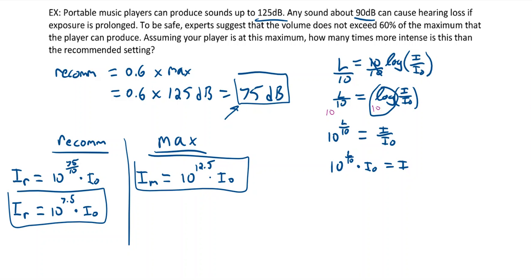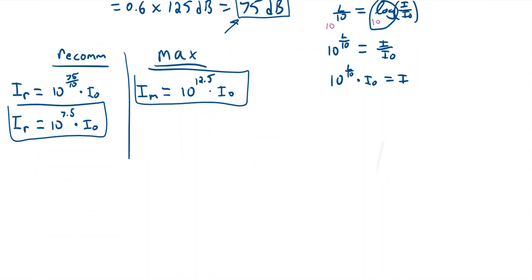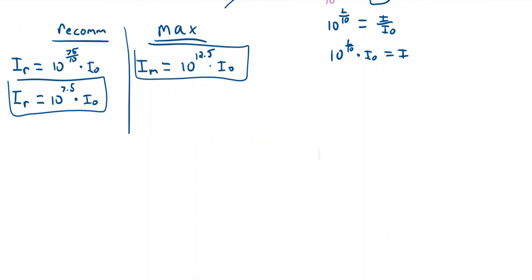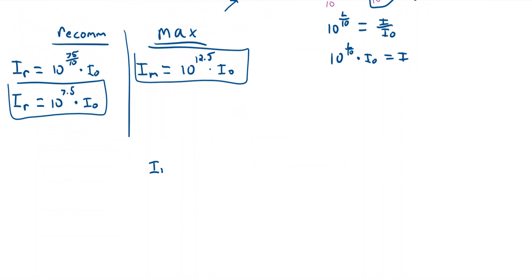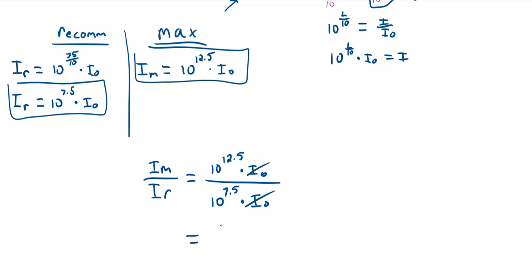Okay, now the question's saying how many times more intense is one than the other, right? So this is just the same thing we were doing before. Yeah, so we're going to say the intensity of the max over the recommended intensity is equal to 10 to the power of 12.5 times IO over 10 to the power of 7.5 times IO. So IO's cancel, and we end up with 10 to the 5. 10 to the 5 times more intense.